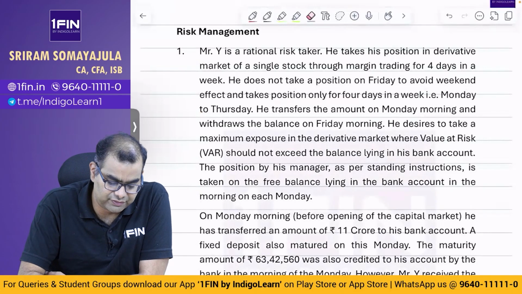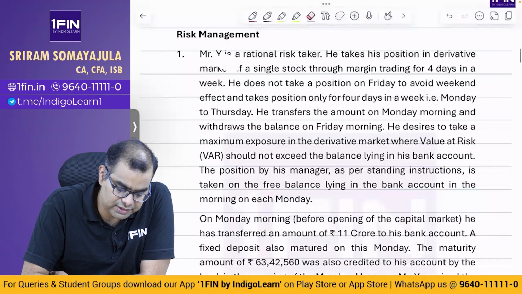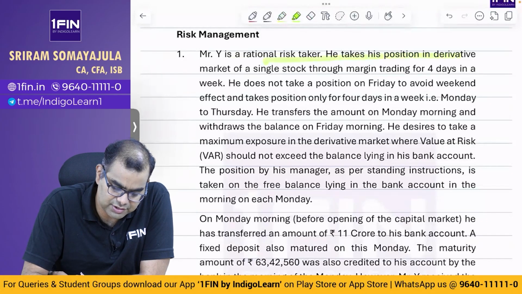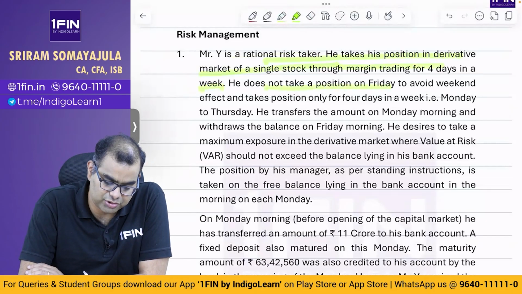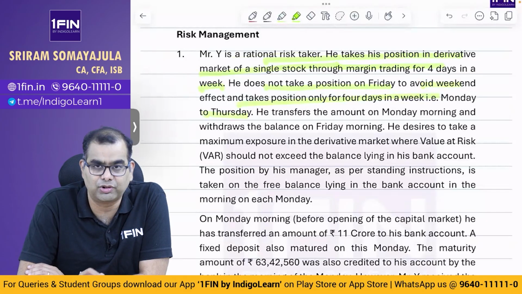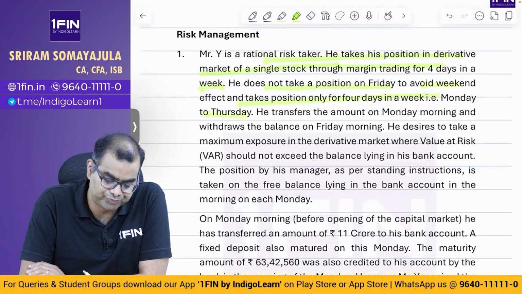Okay, so let us read the first question. Mr. Y is a risk taker. He takes his positions in the derivative market on a single stock through margin trading for 4 days. In a week, he does not take a position on Friday to avoid the weekend effect and takes positions only for 4 days in a week, Monday to Thursday. Okay, this is that VAR problem.